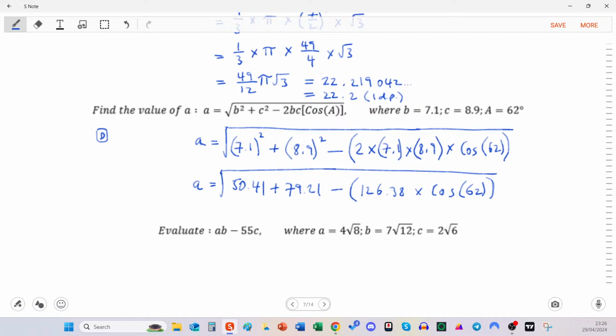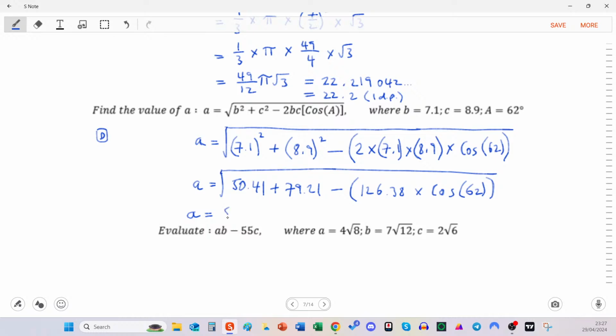calculator. So I would square root 50.41, 79.21, subtract open bracket, literally writing what I have, 126.38 multiplied by cosine 62. Now I have to close all the brackets I've opened. Otherwise you get an error actually.